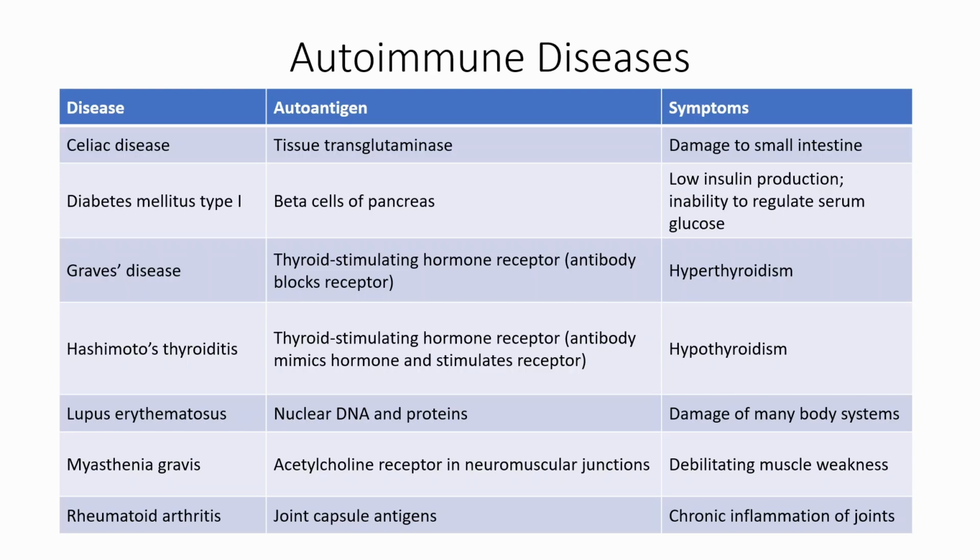the receptors, if they're damaged, cannot respond to acetylcholine, which means we cannot tell the muscle to contract. And then rheumatoid arthritis, this will attack the joint capsule antigens, like joint capsules in synovial joints, and so this leads to chronic inflammation and damage to the joints. And in the case of RA, can lead to deformities of the hands and the feet.